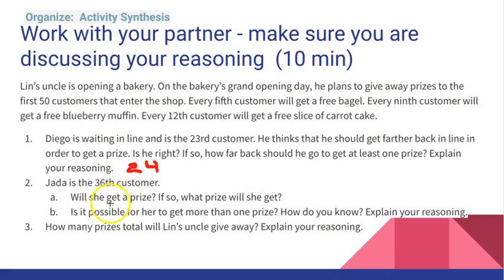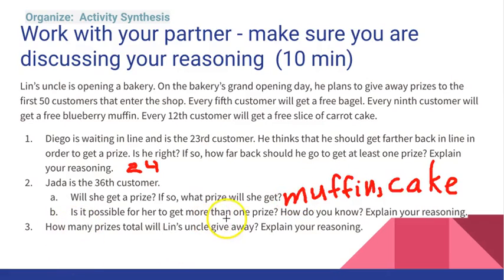Well, let's look. 36, is it a multiple of 5? Nope. It is a multiple of 9, so she's going to get a blueberry muffin, right? What else? Was that it? No, she's actually going to get the carrot cake too, because 12 is a factor of 36. So she's going to get a muffin and a slice of cake.